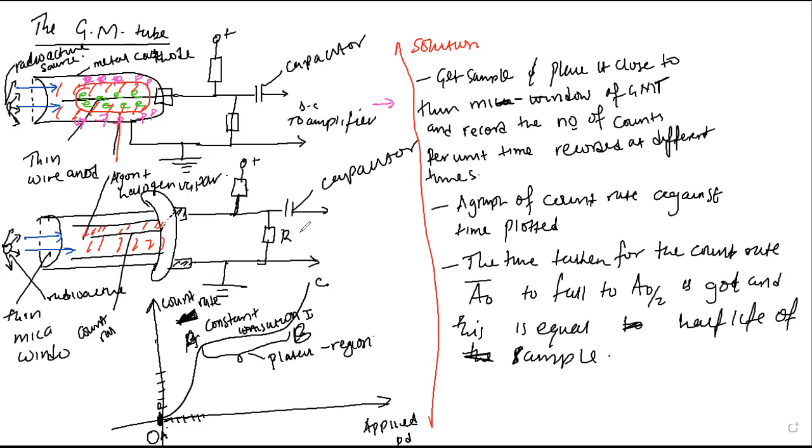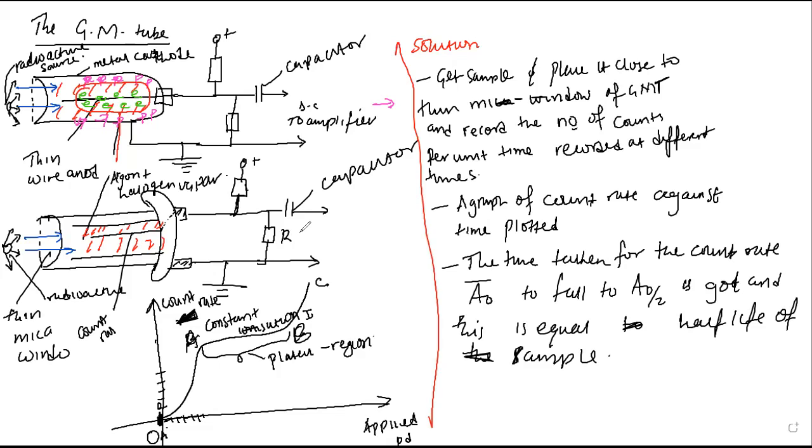It's high enough to accelerate all the ions produced to the electrodes. Therefore, within this region, there is no recombination of ions taking place.